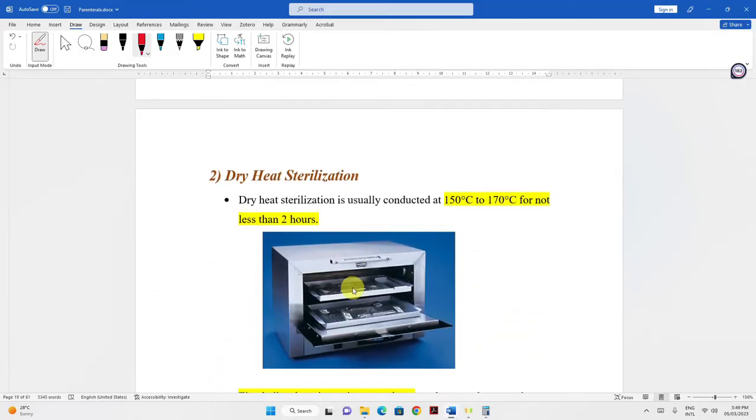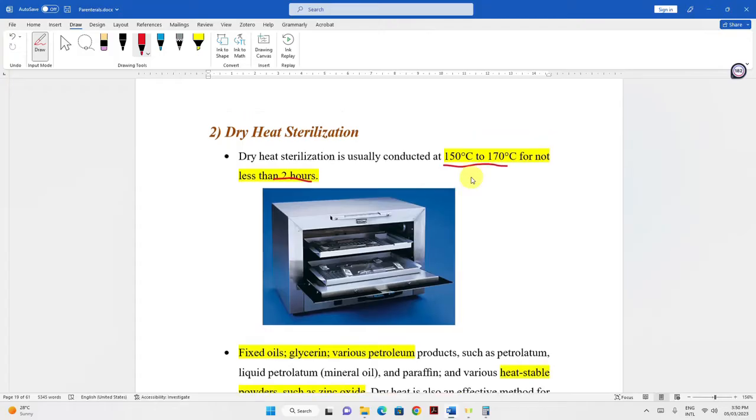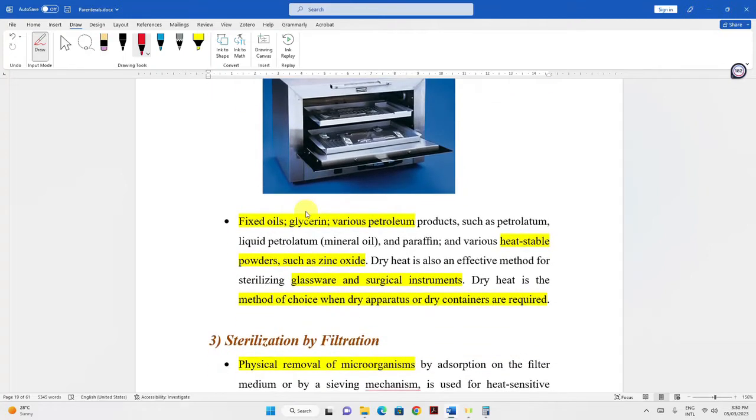The other way is dry heat sterilization. In this case, you will need to raise the temperature to 150 to 170 degrees Celsius for not less than 2 hours, not less. As you see, it's less effective than steam sterilization, and the killing of microorganism usually happens through dehydration and slow oxidation. It dries up the water from the microorganism and starts to destroy the microorganism by slow oxidation.